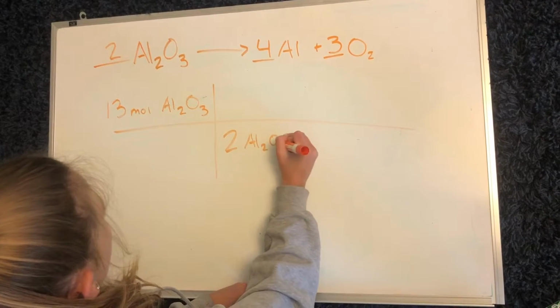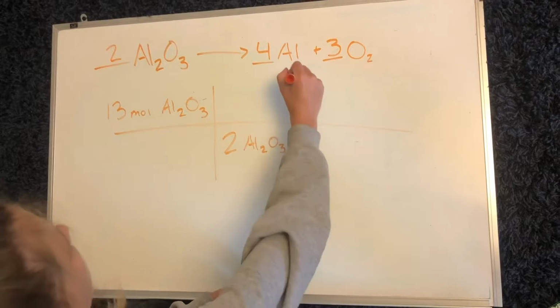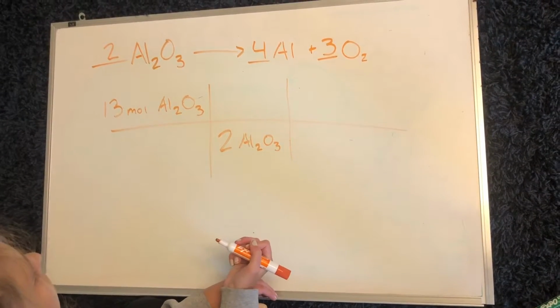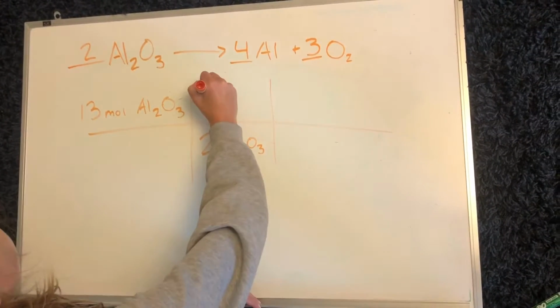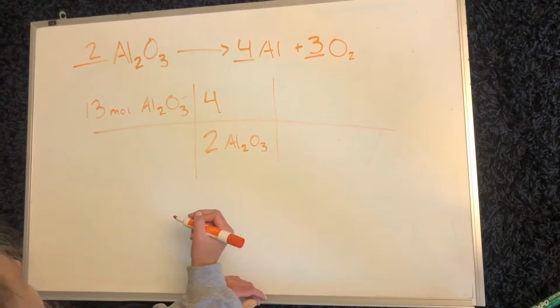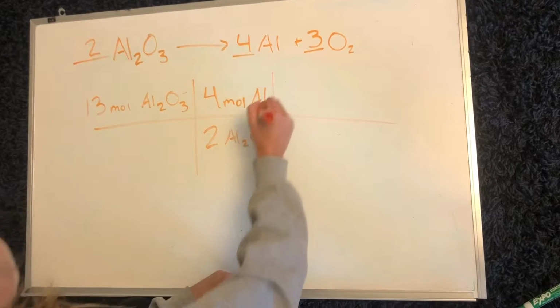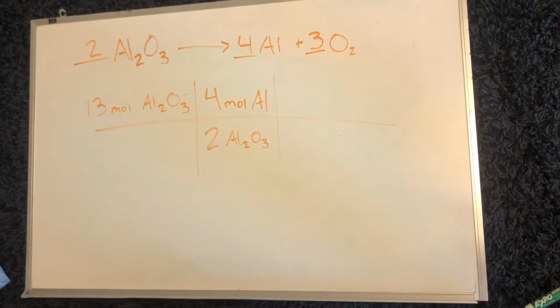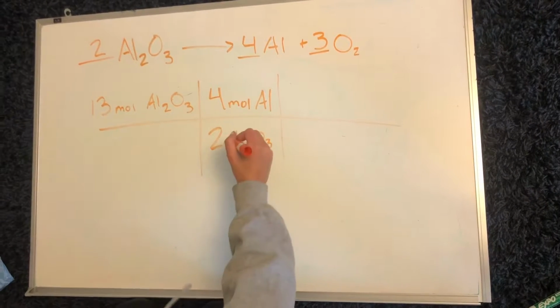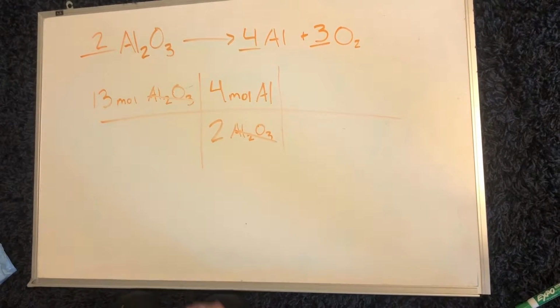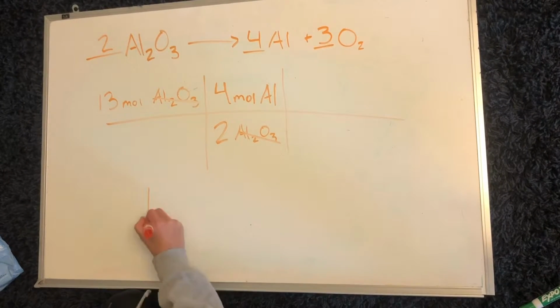Now that it is balanced, we can figure out the problem which asks, how many moles of aluminum can be produced from 13 moles of Al2O3? Let's start by putting what we are given in the top left corner, 13 moles of Al2O3. Just like with the cookies, we want to cross out like units, so diagonally, put the number of Al2O3 moles that there are in the balanced mole equation. In this case, it is 2.